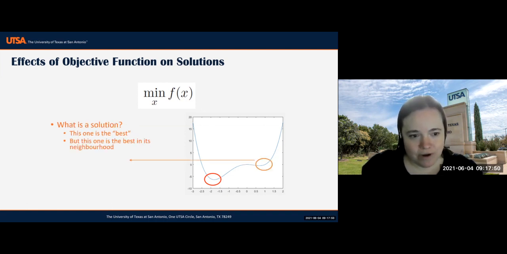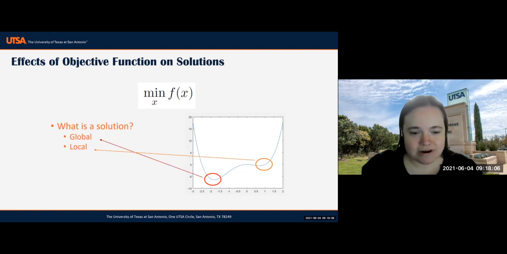But the one on the right has a certain quality to it that we might appreciate. So while it's not the best in the entire picture, this one is the best in its neighborhood. And so this concept is a very important concept when we're talking about what kind of solution we have. So as far as the picture goes, the one on the left would be the globally optimal solution. And the one on the right is what we call locally optimal. So it's the best solution in its neighborhood.